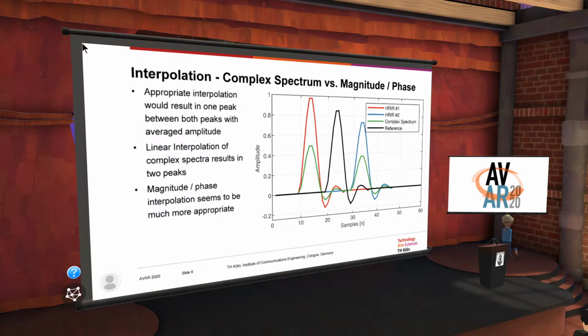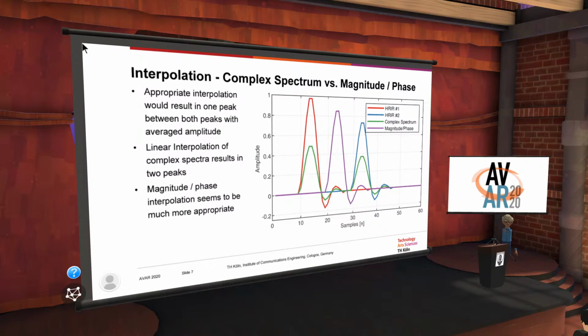It's no wonder, not a big surprise. If we do the interpolation separately for magnitude and phase, so we do phase unwrapping and interpolate the magnitude and the phase, we get this purple curve. And in this simple example, it matches exactly the reference. So the amplitude is averaged and the phase, and we get something like that. That seems to be fine, and that might give you some idea why the concept of splitting up the complex spectrum in magnitude and phase might be beneficial.